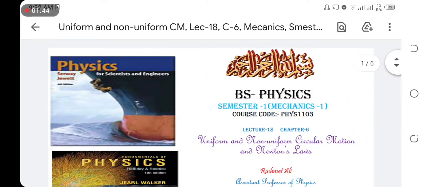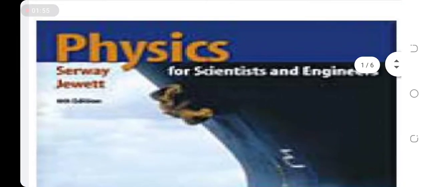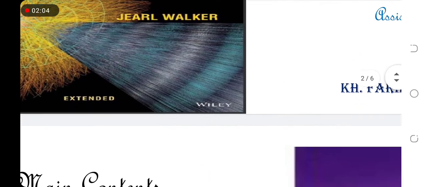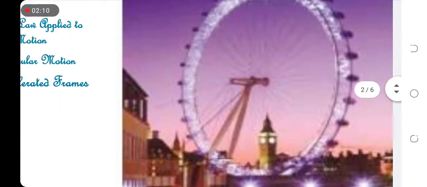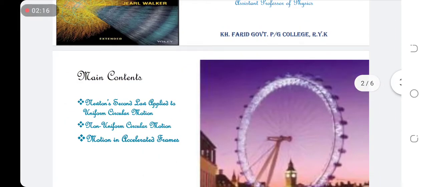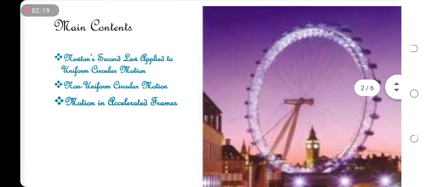The material of this lecture has been taken from two books. One is Physics for Scientists and Engineers by Serway and Jewett. Another is Fundamentals of Physics by Halliday, Resnick and Walker. This is the main diagram of the chapter, as the chapter is related to circular motion. The circular swing is shown here.